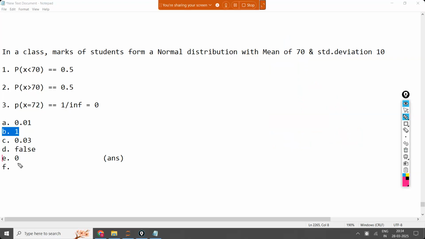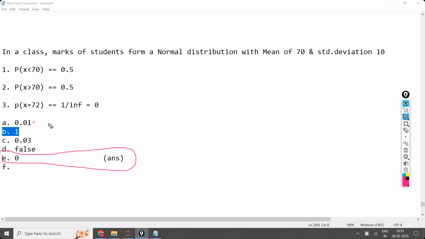This is the right answer. But since I said this one is the right answer, these students laughed, even when I said right answer. But really it is the right answer. It is not about the middle value, or assuming the value as x is equal to 70, nothing. For any value.